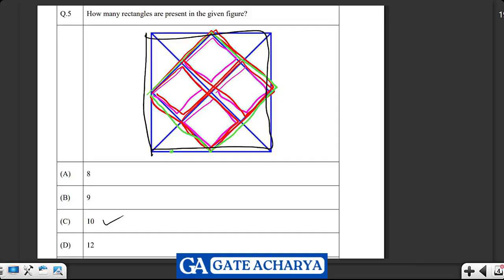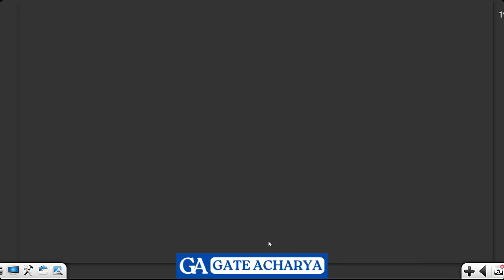Remember, luckily I can use my pen to draw this, but in the GATE paper you have to count it out properly. So better you try to roughly draw it on a piece of paper, and from there you come to an idea. Okay, then that's it. Let's go for the next question.